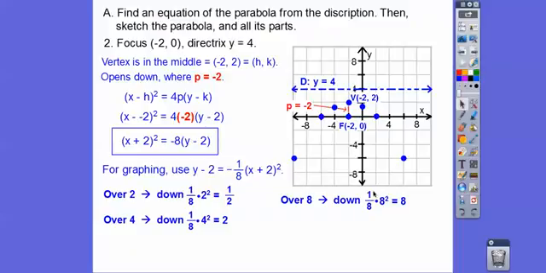Okay. So 8 squared is 64, and then 1/8 of that is 8. So if we go over 8, 2, 4, 6, 8, it drops 8. So there we go. That gives us enough to go ahead and graph our parabola right there. And then our axis of symmetry is right down the middle. Vertical line, x equals -2.